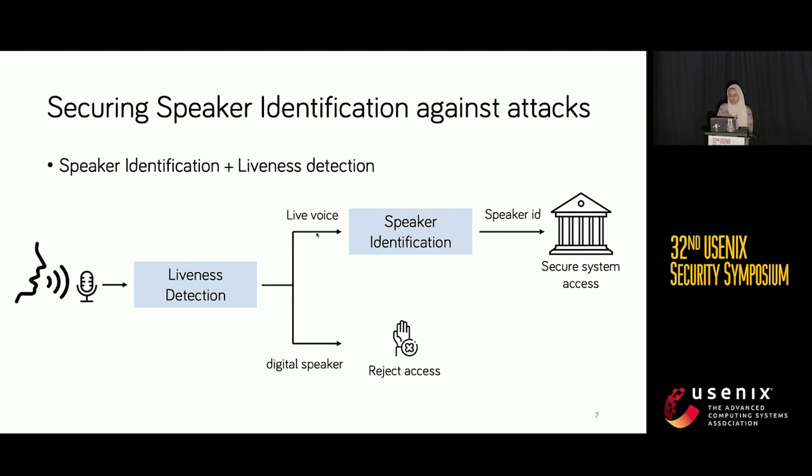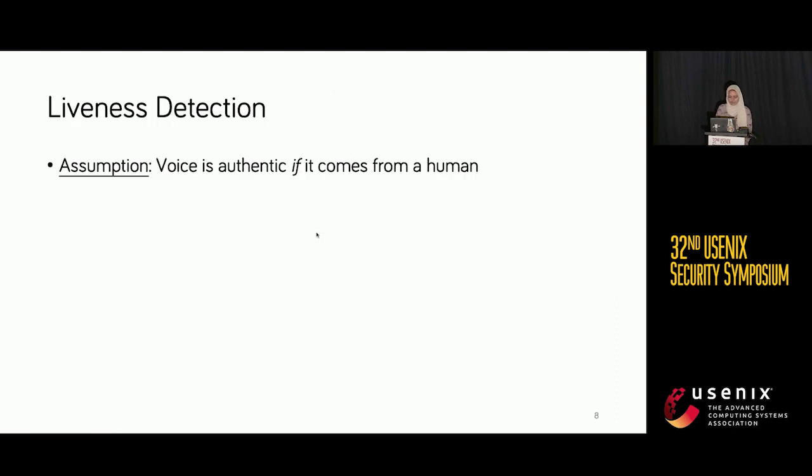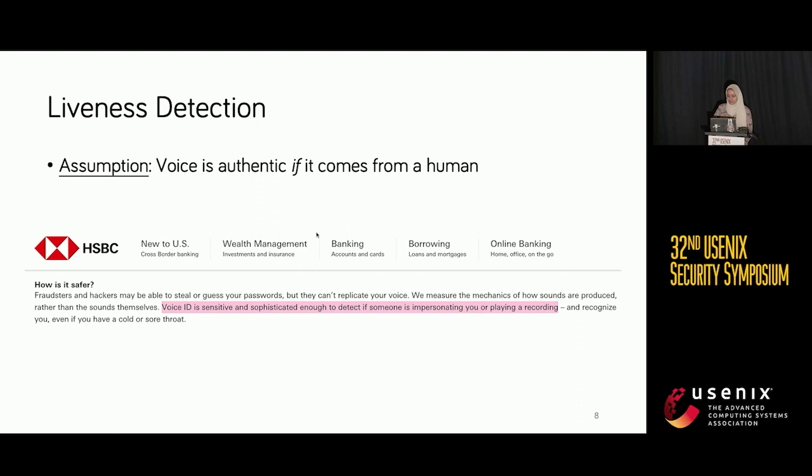To secure speaker identification against such attacks, the de facto security measure has become to add one more component to the pipeline, a liveness detection system. As its name indicates, it detects whether a voice sample comes from a living human being or from a machine by analyzing acoustic features. The fundamental assumption of this security measure is that a voice is authentic if it comes from a human being. Again, HSBC states that the technology can detect if someone is playing a recording to impersonate the customer, and that the speaker identification technology they deploy is secure against such attacks.